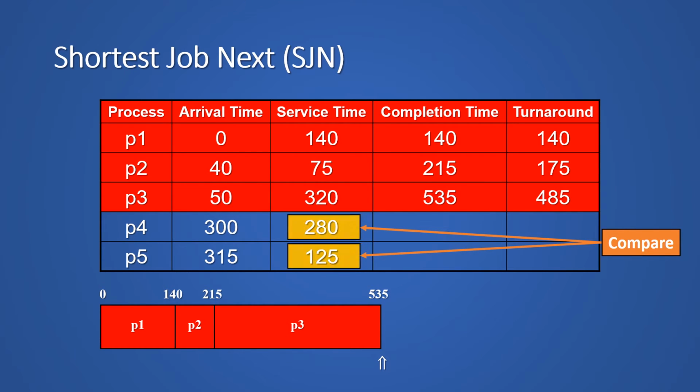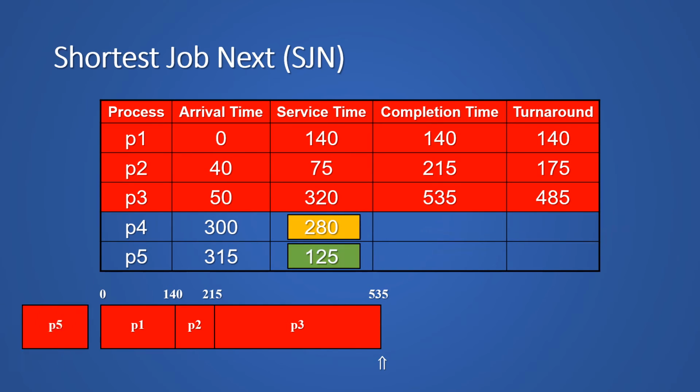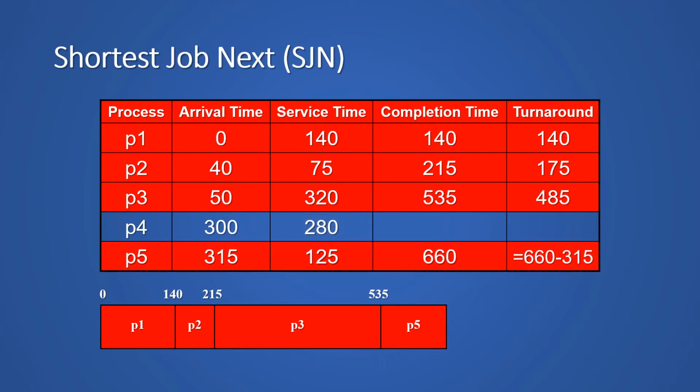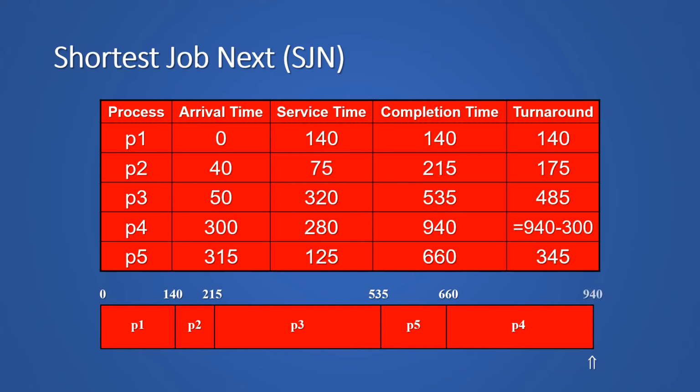After that, the operating system compares the service times of job P4 and job P5 to decide which job will be executed next. P5 will be selected because its service time is shorter. P5 completes at 660 seconds and its turnaround time is 345 seconds. Lastly, P4 will execute and the completion time is 940 seconds, whereas the turnaround time is 640 seconds. The average turnaround time for the whole system is 357 seconds.